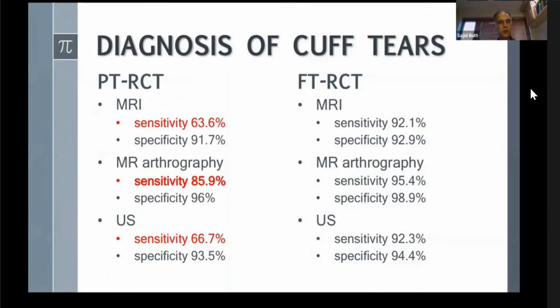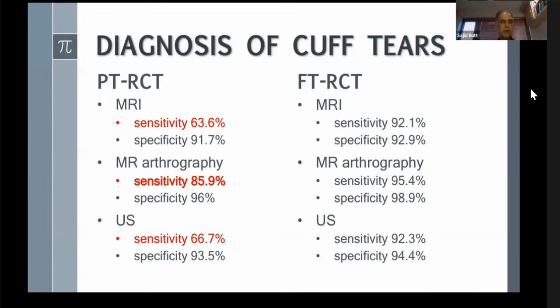In terms of what you should be using to make the diagnosis, obviously you have to rely on what's available in your hospital. But for a partial thickness tear, the sensitivity and specificity of MR is about 60% sensitive, about 90% specific, so not very sensitive. With MR arthrography, the sensitivity increases, specificity becomes better. And in ultrasound, in good hands, you can make a diagnosis of partial thickness tear in about 2/3 of patients, with a sensitivity of 2/3, and then specificity is beyond 90%.